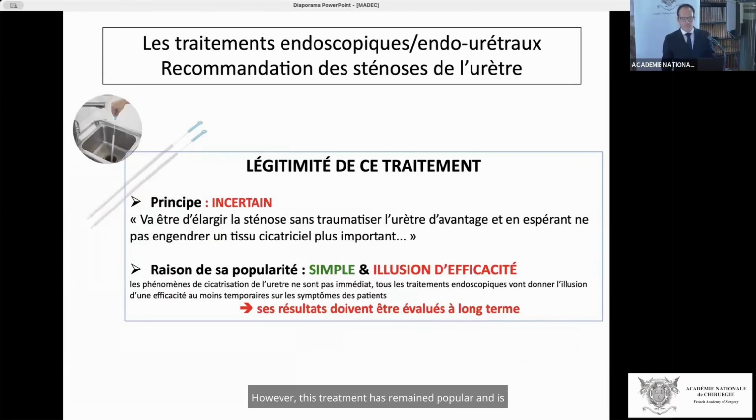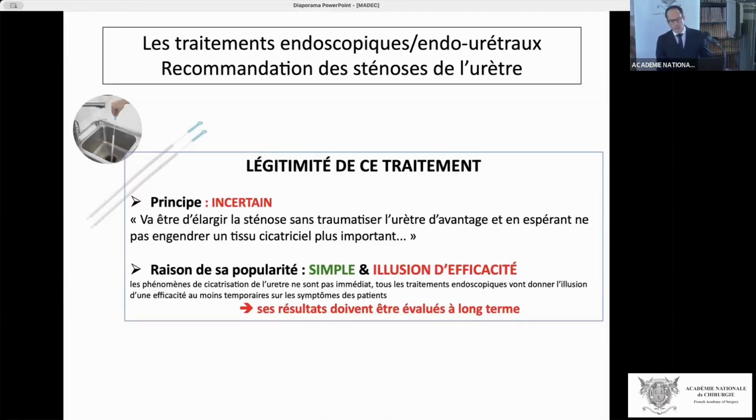However, this treatment has remained popular and is still widely performed today. Why? Because on one hand, it's simple. It's very simple to perform, and it gives the illusion of effectiveness. I say illusion of effectiveness because indeed, if we perform a dilation, the one-day success rate is almost 100%.